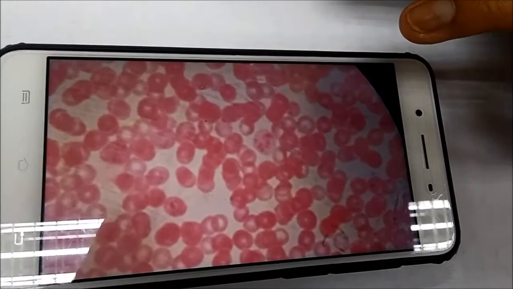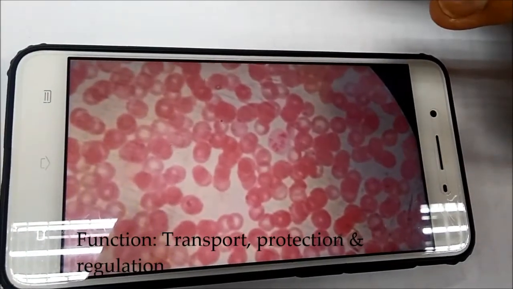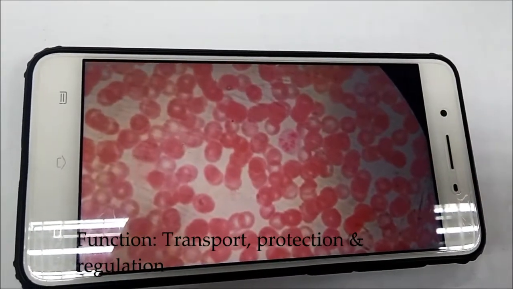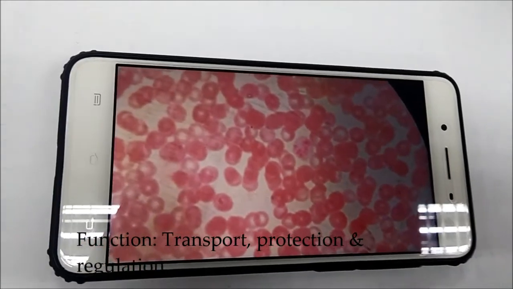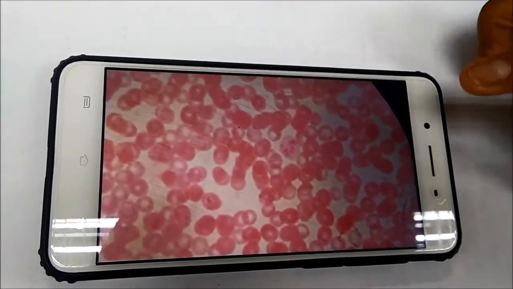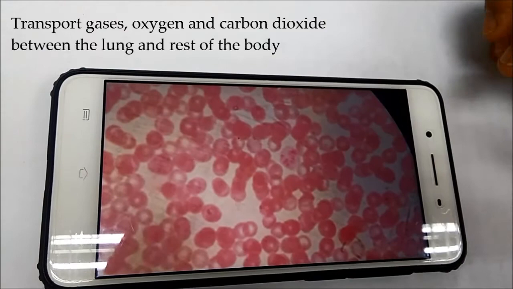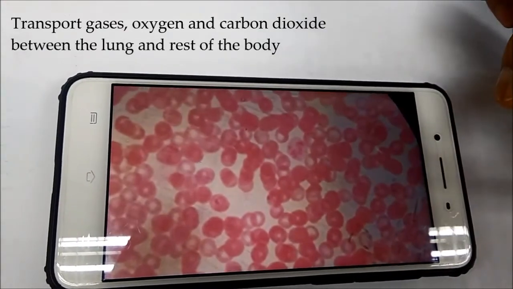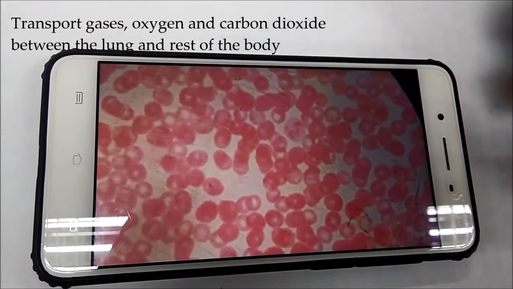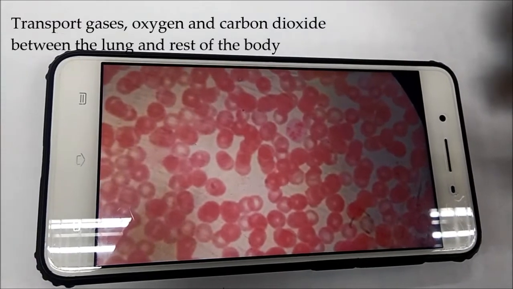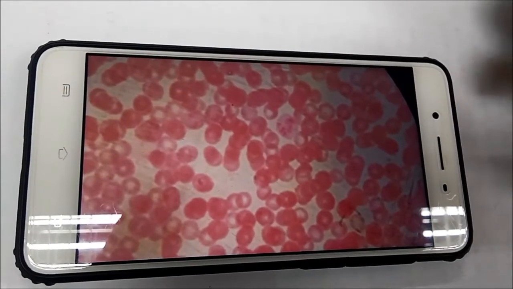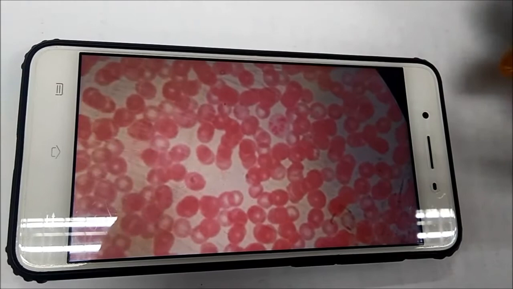And the blood function is transport, protection, and regulation. So it transports gases such as carbon dioxide and oxygen. It also transports nutrients from the digestive tract and storage sites to the rest of the body.